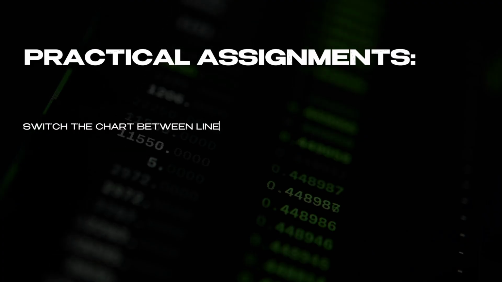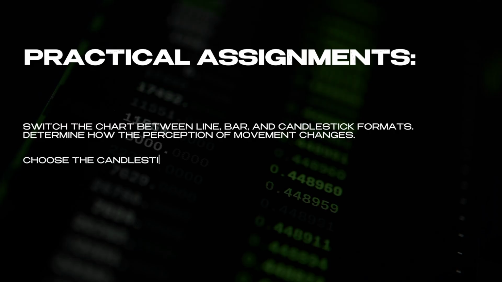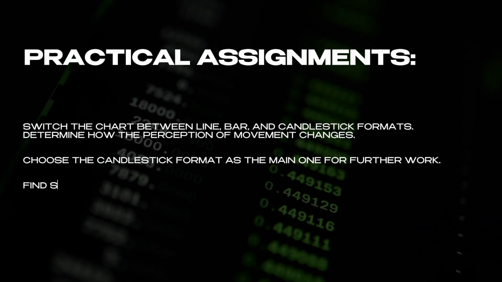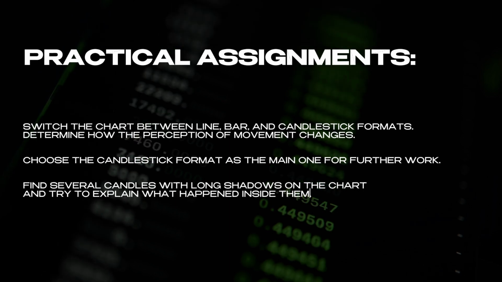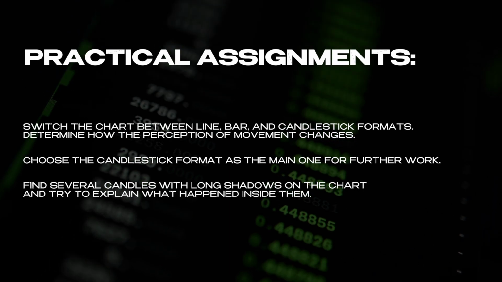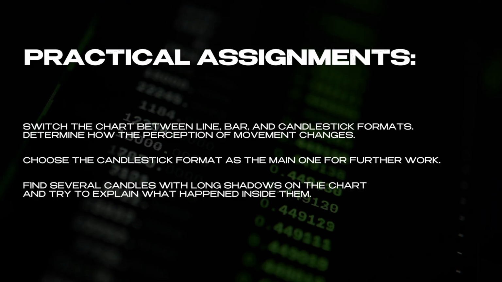Practical assignments and what's next. Your task after this session: switch the chart between line, bar, and candlestick formats. Determine how the perception of movement changes. Choose the candlestick format as the main one for further work. Find several candles with long shadows on the chart and try to explain what happened inside them. No need to complicate things. It's important to learn to see the logic of movement, not memorize shapes.